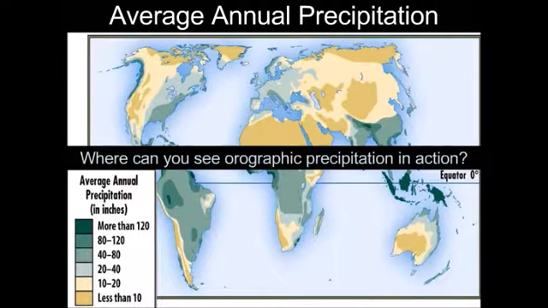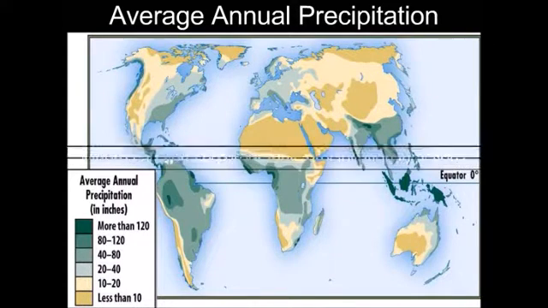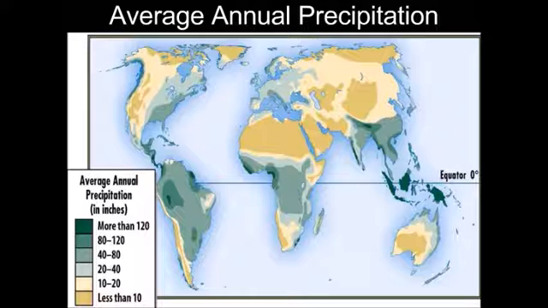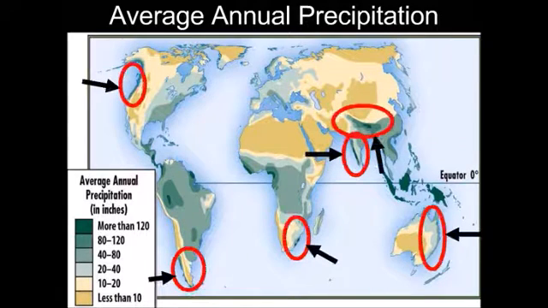And we'll do a quick pop quiz. Where can you see orographic precipitation in action? So think about where you can see upland areas and their influence on precipitation levels. Let's go ahead and pause it. And then right now you can see the results.